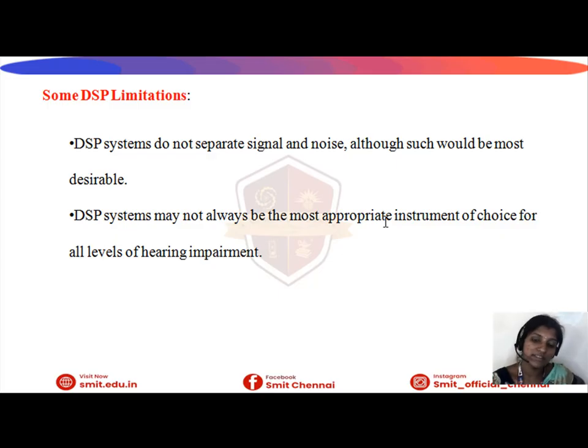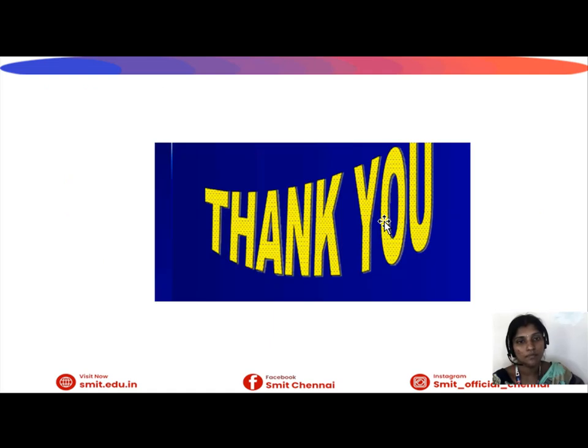There are some limitations in the DSP processing system. DSP systems do not separate the noise and the signal, although that would be most desirable. We cannot separate the signal and noise, but we can desirably convert the signals. DSP may not always be the most appropriate instrument of choice for all levels of hearing loss impairment. Thank you.